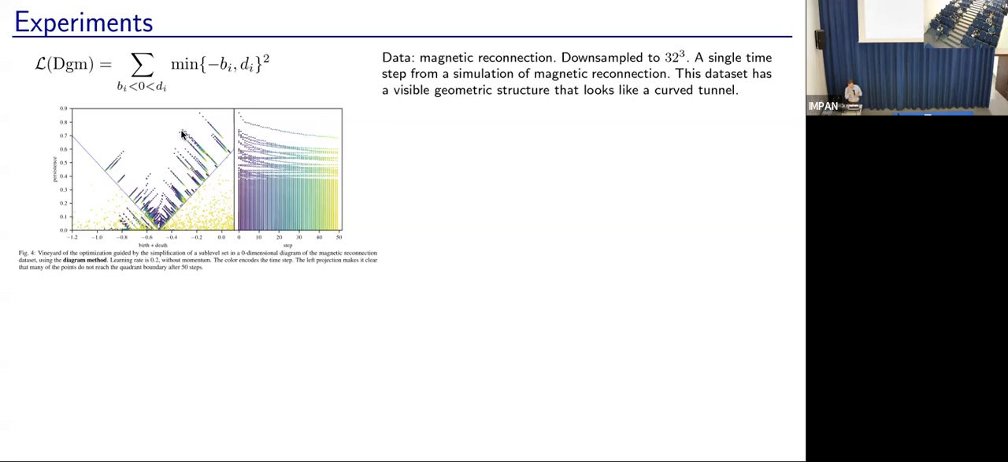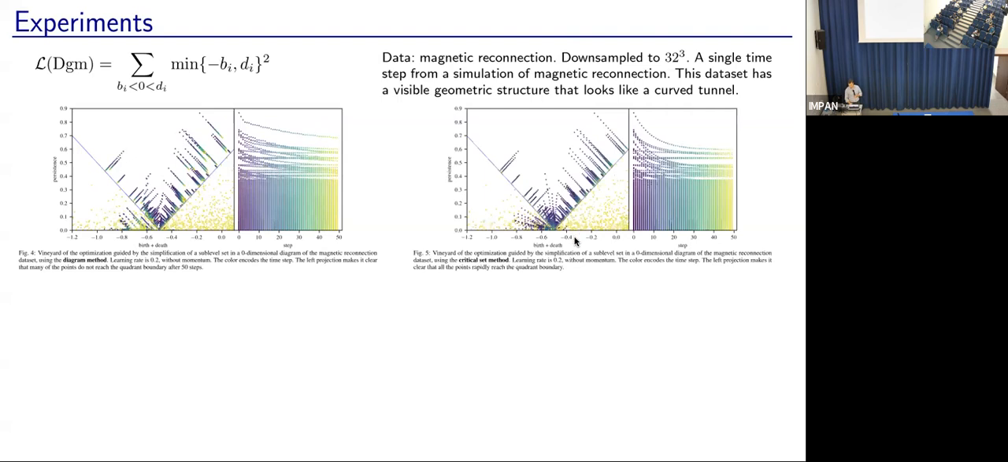In this view, it's helpful because you can see where the points started versus where they end up. The point of this plot is that in 50 steps, not all of them reach the quadrant, so you don't completely simplify this. On the other hand, if you use what I described, the critical set method, it takes much less than 50 steps. Everything shoots outside of the quadrant. Although you also see that not all the points follow straight lines to the closest point. Other points are pushing them in different directions.